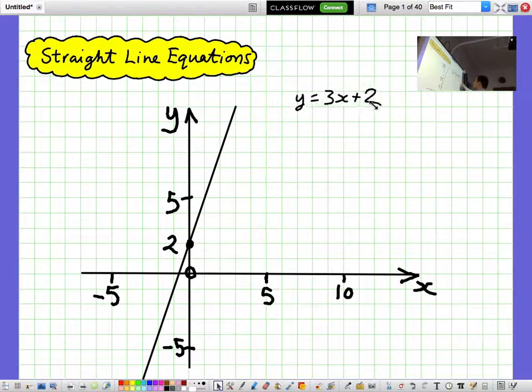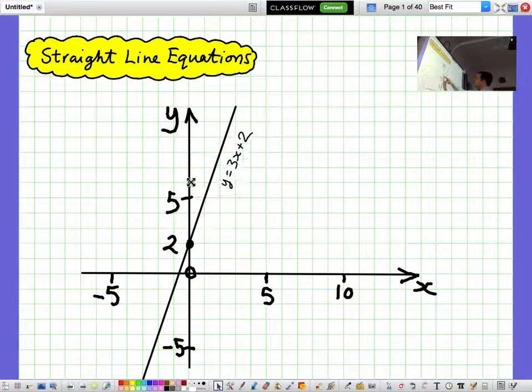And then for good measure, we should label the graph with its equation. So there it is, y equals 3x plus 2.